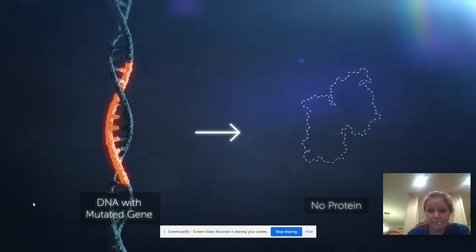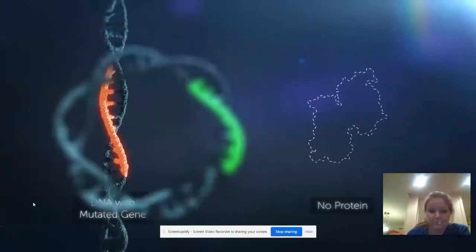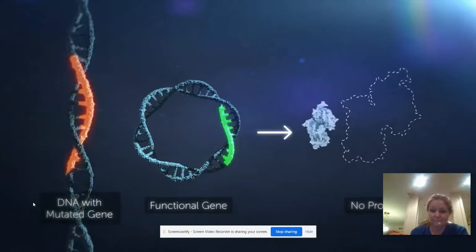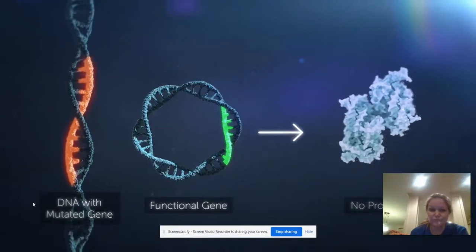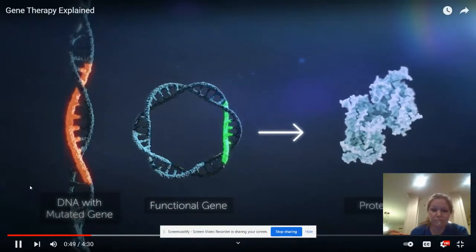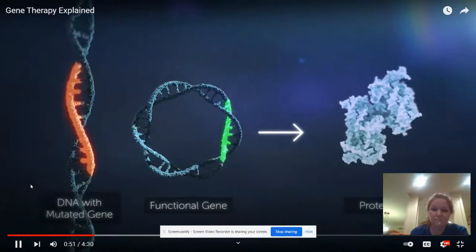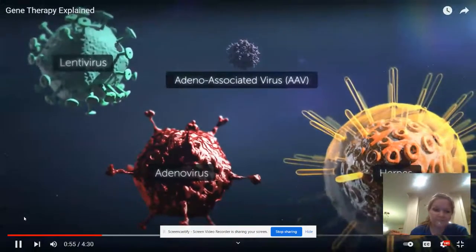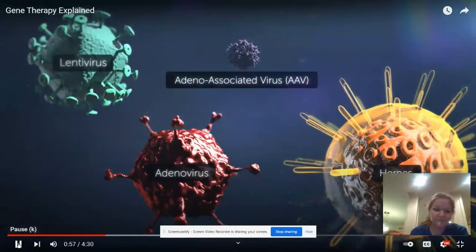In gene therapy, a functional copy of the gene is delivered into a patient's own cells. Normal protein that is produced from a functional gene has the potential to correct the underlying cause of the disease and provide restorative therapeutic benefit. Gene therapy uses engineered viruses to deliver genes into cells. So, an engineered virus, that is a viral vector.